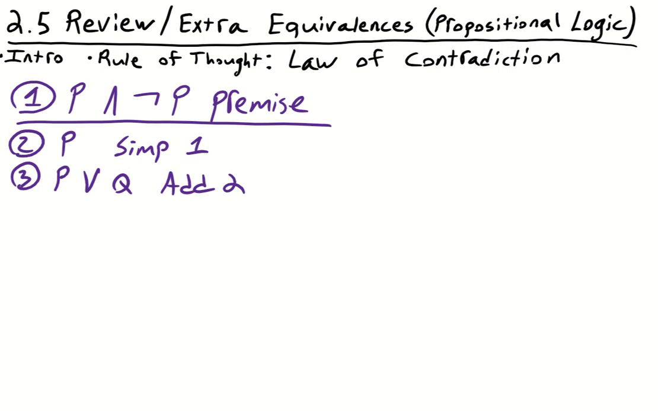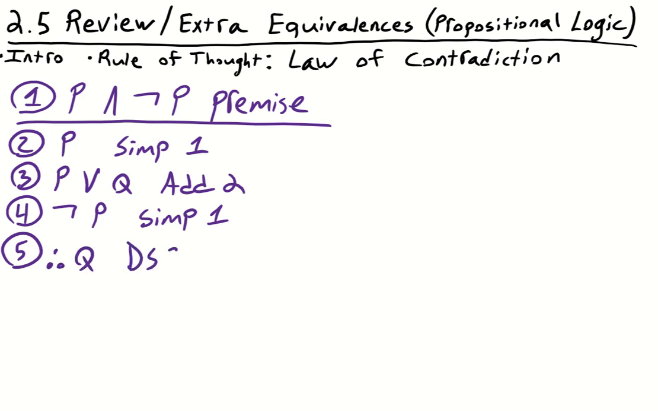We can do another simplification of line 1 to get not P. Line 4, not P. Simplification, line 1. Notice lines 3 and 4. We have P or Q, not P, well, therefore Q. For line 5, we'll say therefore Q is the case because we have a disjunctive syllogism with lines 3 and 4. And Q, as a symbol, can pretty much represent anything whatsoever.